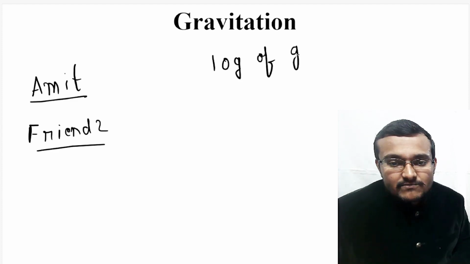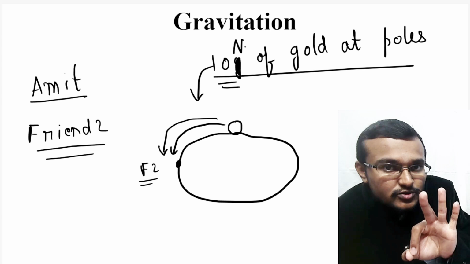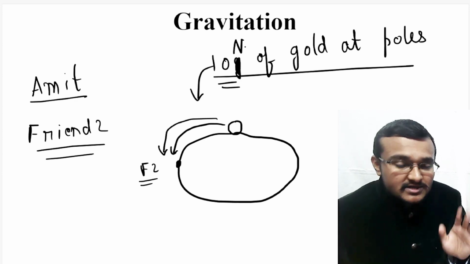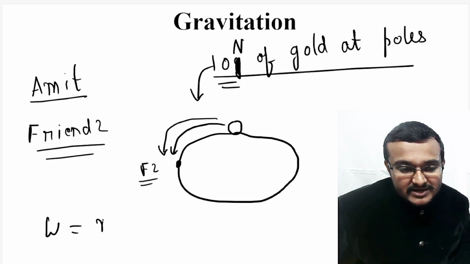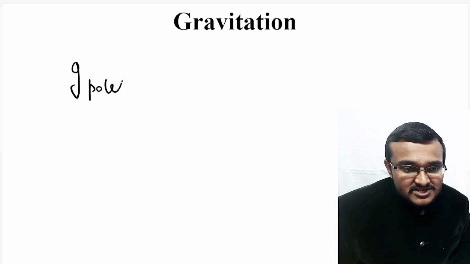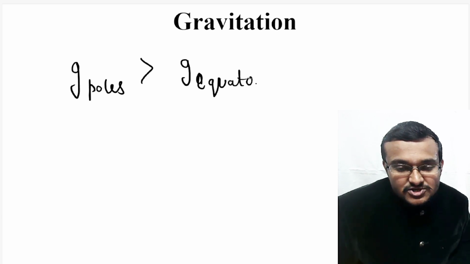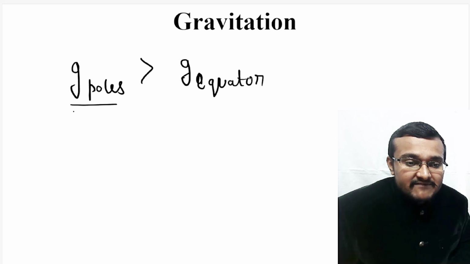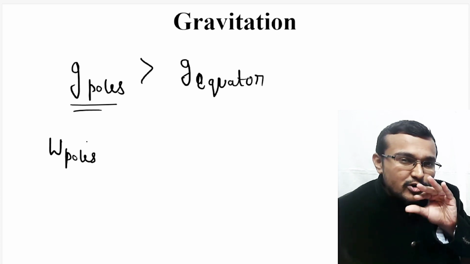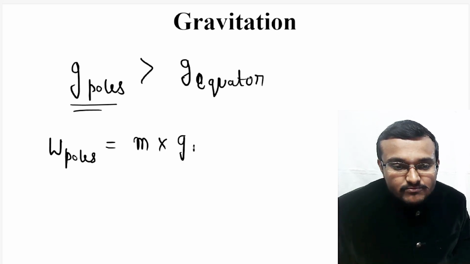For example, instead of 10 grams of gold at the pole, we can consider the weight of the gold to be 10 Newton at the poles. Will the same gold measure the same 10 Newton at the equator or not? It will not, because weight always depends on acceleration due to gravity. Acceleration due to gravity at the pole is more compared to the equator. So the weight of the same amount of gold measured at the poles will be equal to mass into g_pole.